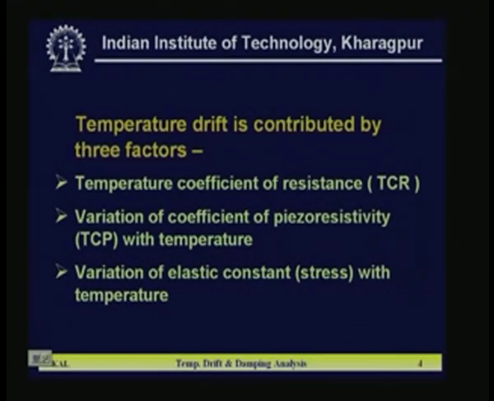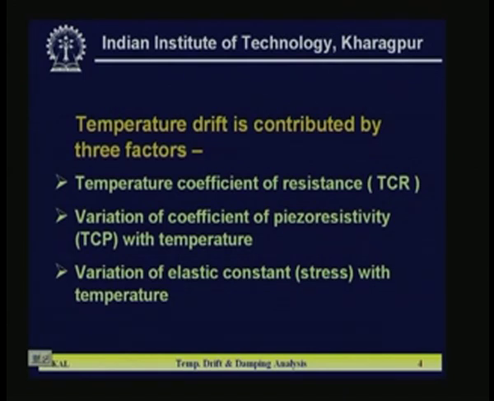Because of that reason you will get an output voltage of the bridge which is temperature dependent. Now, we will see why it is not so. Before that, we have to identify the parameters that can change the resistance values. The three factors which change the piezoresistances are: one is the temperature coefficient of resistance, TCR, that is because of the change of the mobility of the carrier with temperature and with doping concentration, because you know mu, the mobility of the carrier, is a function of doping concentration and temperature.